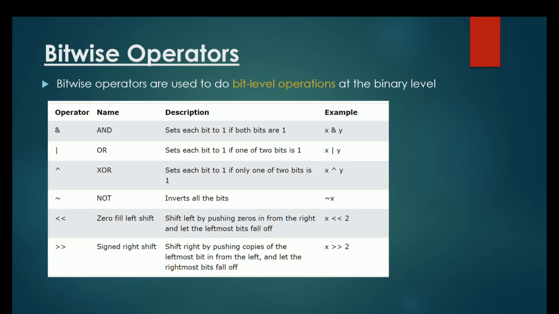Hello world, welcome back. We are going to discuss bitwise operators in this video. Basically, bitwise operators are used to do bit level operations at the binary level. Before we move forward, let's discuss how to convert a normal number into the binary system. We have a 32-bit or 64-bit system, right? And every operation performed at the lower level is in terms of binary.